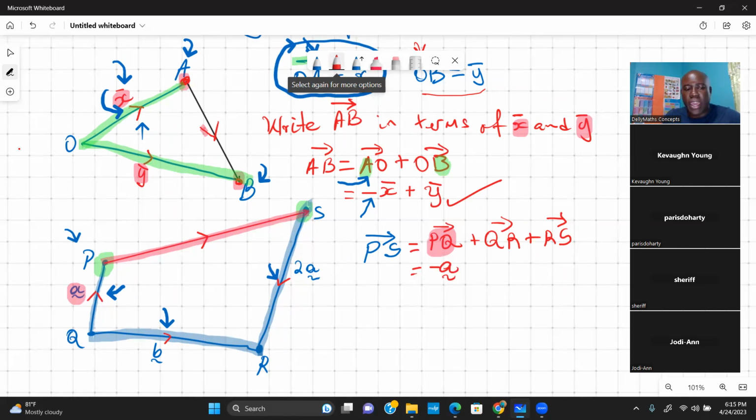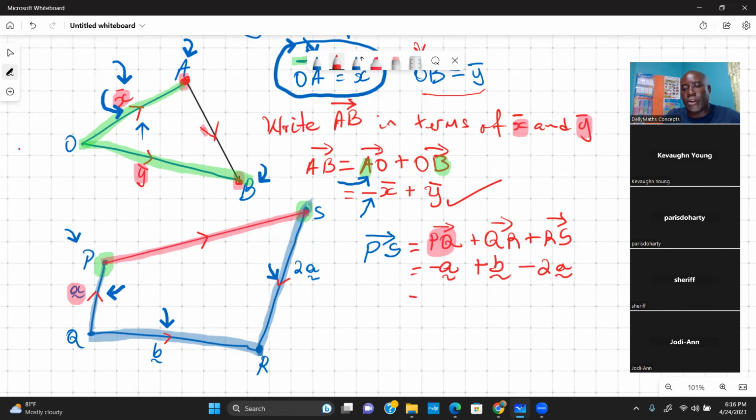Now, are we okay moving from Q to R based on the arrow? Yes. So it's going to be a plus B. Now I need to move from R to S, but look at this. This is SR. The arrow is pointing from S to R. So I have to go the opposite direction. So it's a negative 2A, because the arrow is going contrary to what I want.